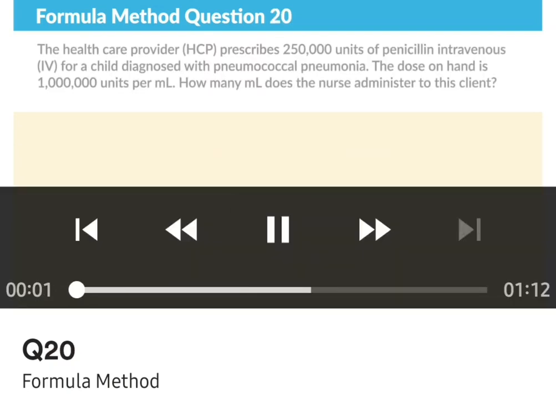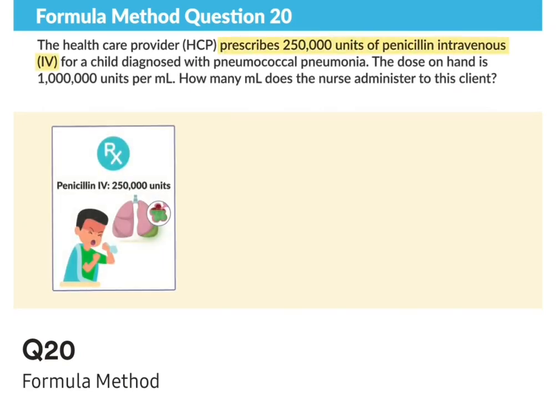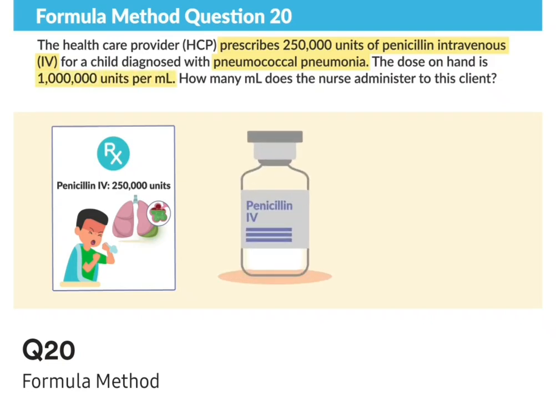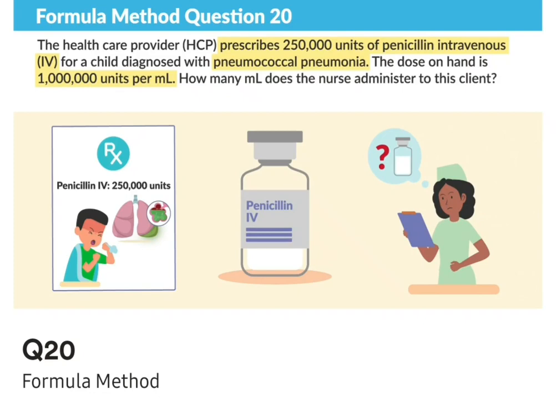Now for question 20 here. The healthcare provider prescribes 250,000 units of penicillin IV for a child diagnosed with pneumonia. The dose on hand is 1 million units per mL. How many mLs does the nurse administer to the client here?